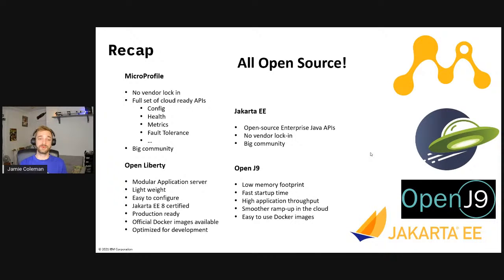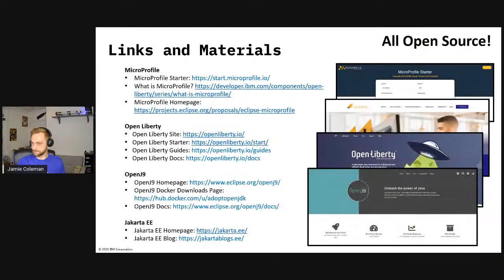Jakarta EE is really the backbone of all this. It's open source, like I mentioned, really built for enterprise Java APIs, but for cloud native architecture. There's no vendor lock-in, so you can go to loads of people, and it's got a massive community. Of course, you've got the existing Java EE community on top of all this new community that's come to life because it's now open source. And of course, all built and running on top of the OpenJ9 JVM, which was really built and designed to be a cloud native JVM.